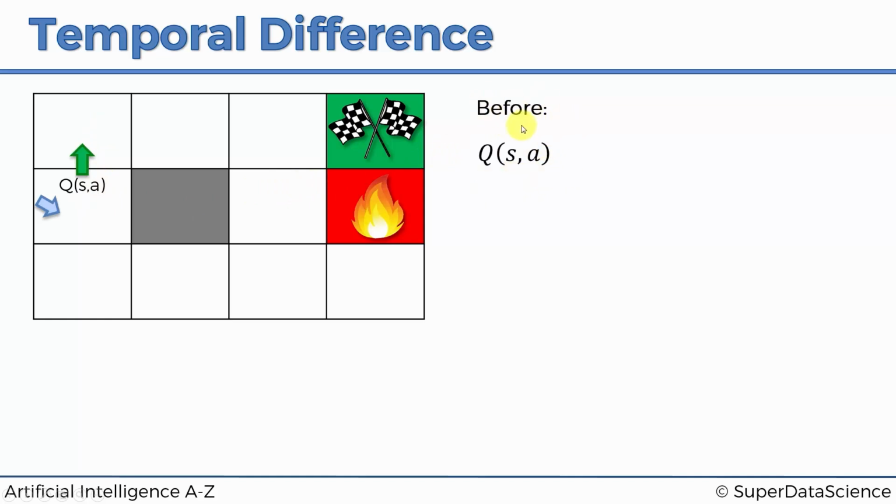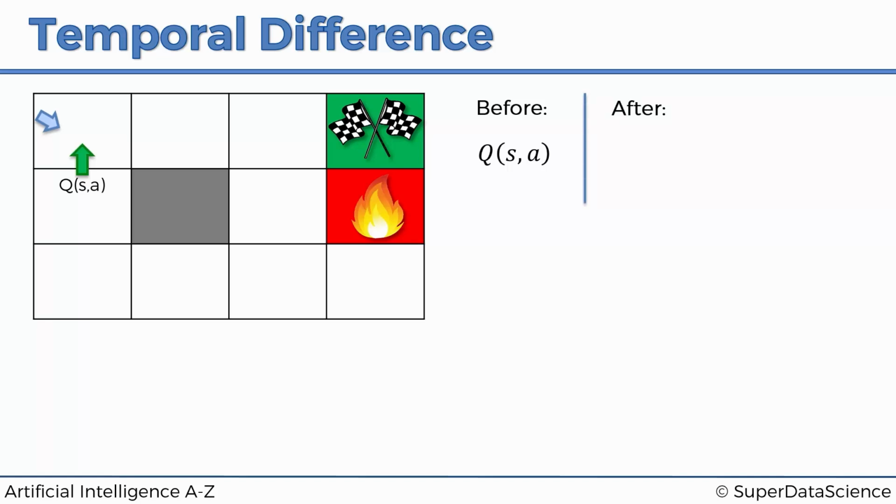And here I'm saying before. And the reason for that is because that is before he takes the action. He hasn't taken the action yet, so he's still in this cell. And before he's taken the action, the value here is Q(S, A). And now he actually takes the action. So let's say he decides this is the best one, he takes the action, and he moves up to this cell. Well, now what happens is, now comes after.